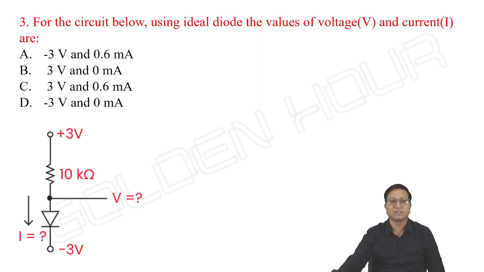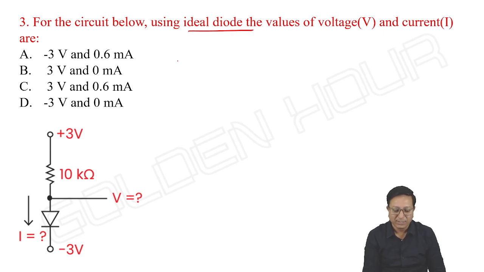Next, third one. For the circuit below, using ideal diode, find the voltage V and the current IR. See, here it is mentioned ideal diode. Okay, well and good. So, what about the status of the diode? See, the terminals anode and cathode. Anode is connected to the positive supply, and cathode is connected to minus 3 volts. Definitely diode will conduct.